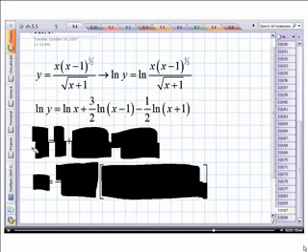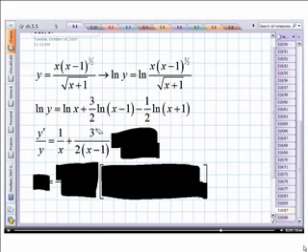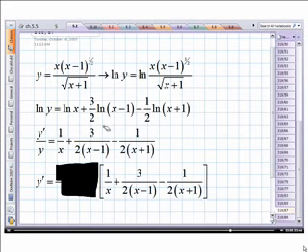The derivative of ln y is 1 over y times y prime, so y prime over y. The derivative of ln x is 1 over x, then 3 halves times 1 over x minus 1, and then minus 1 half times 1 over x plus 1. Multiply the y to the other side, so all of this stuff here gets multiplied by y, and y, of course, was originally up there.